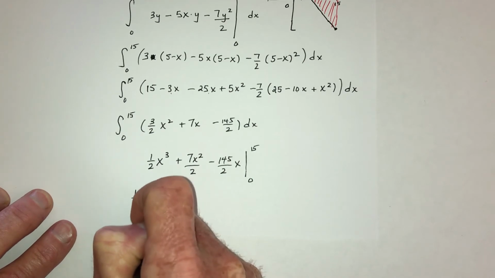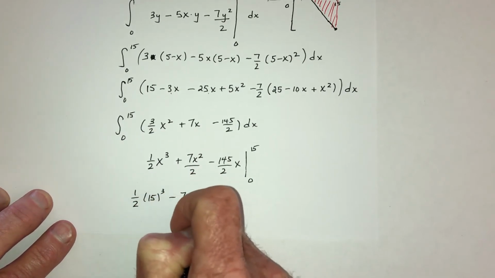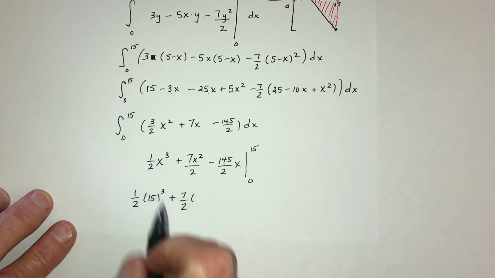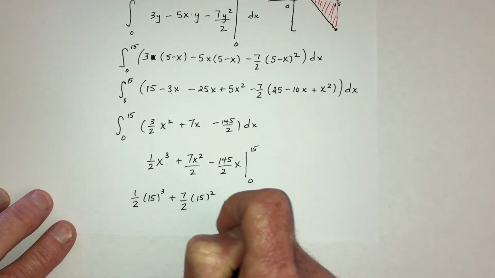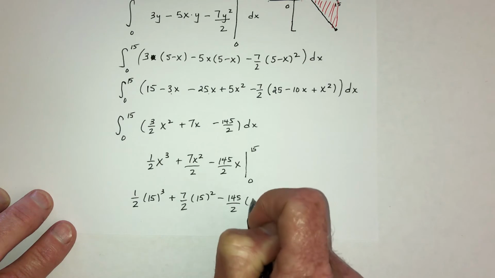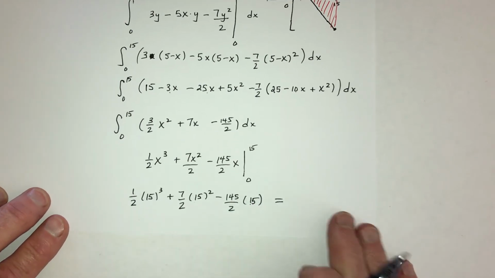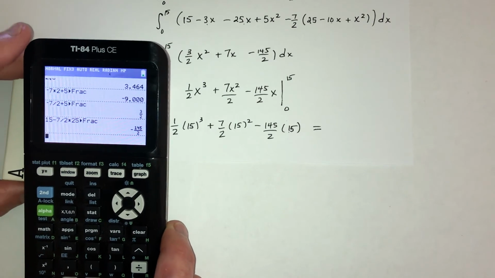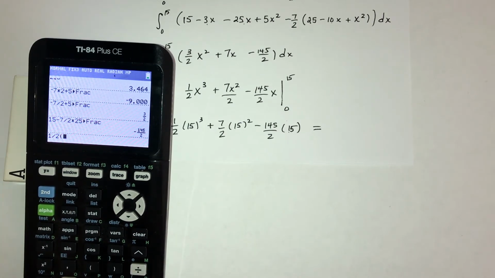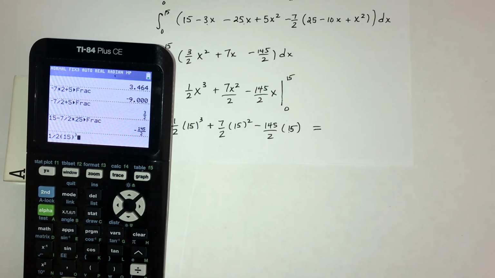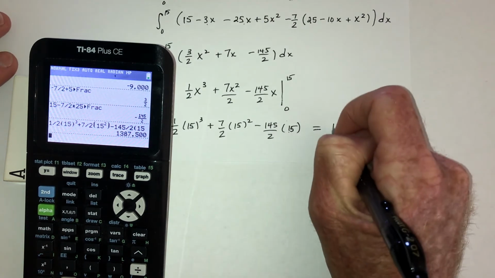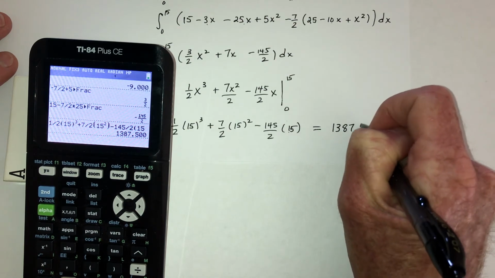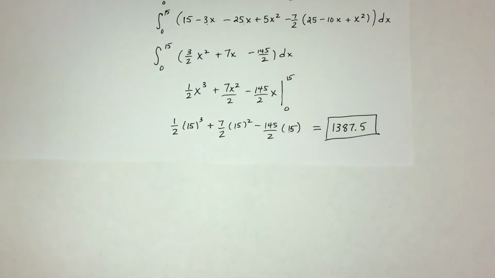So we have 1 half 15 cubed plus 7 halves, 15 squared, and then minus 145 over 2 times 15. And then we'll be done with that one. So we have 1 half times 15 raised to the 3 plus 7 halves, 15 squared, minus 145 divided by 2 times 15. 1387.5. Perseverance pays off.